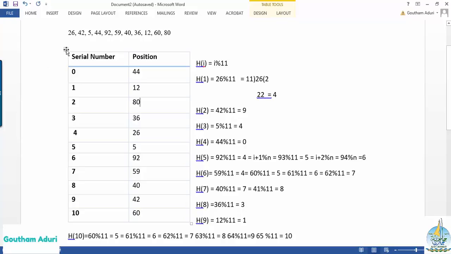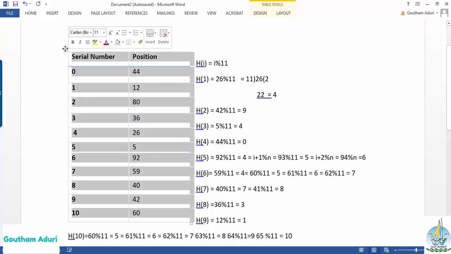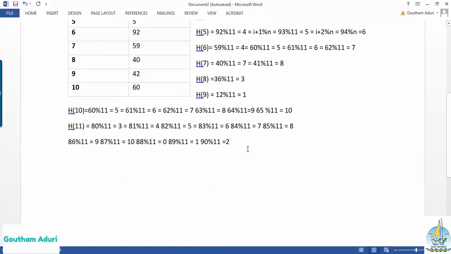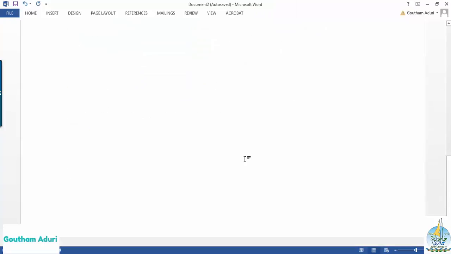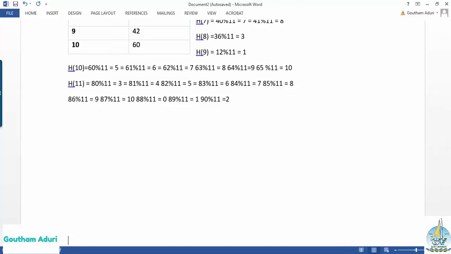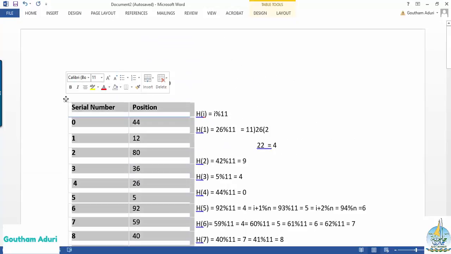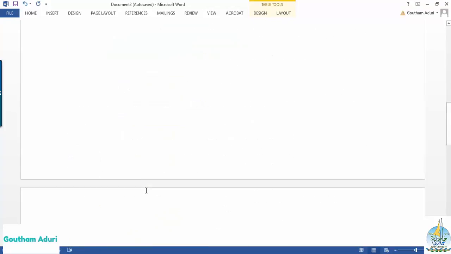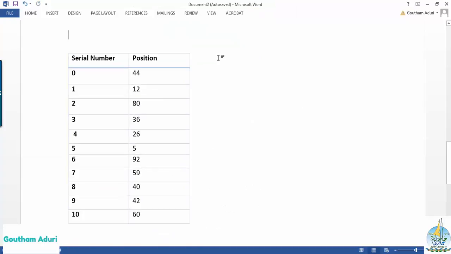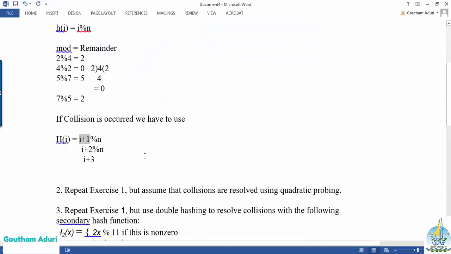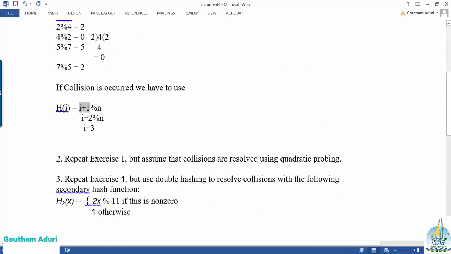Now we are going to see quadratic probing, or quadratic hashing. Let me copy and paste it in the other page. So now we'll see what quadratic hashing is. The question is: repeat the exercise, but the collisions are resolved using quadratic probing.